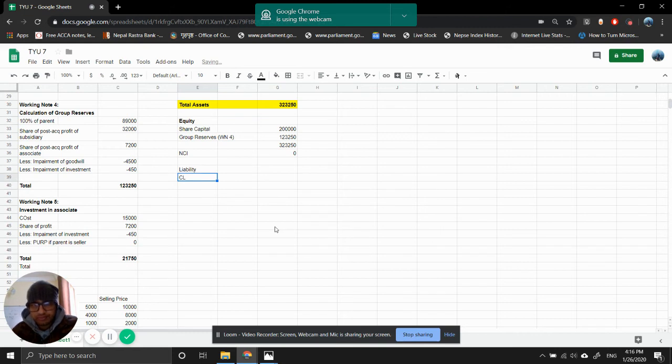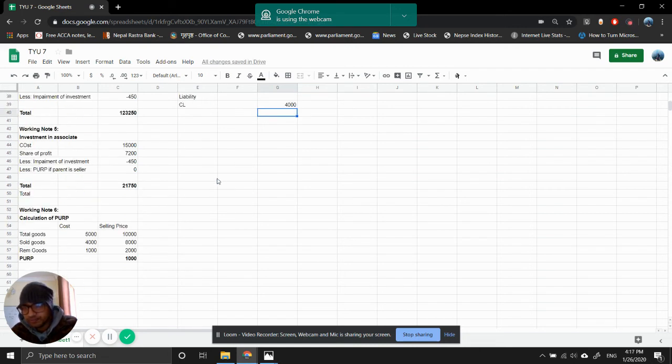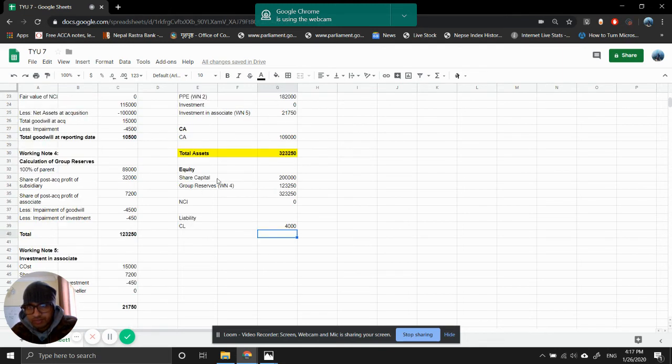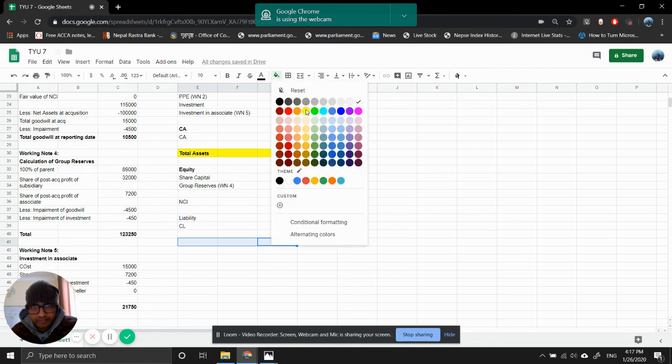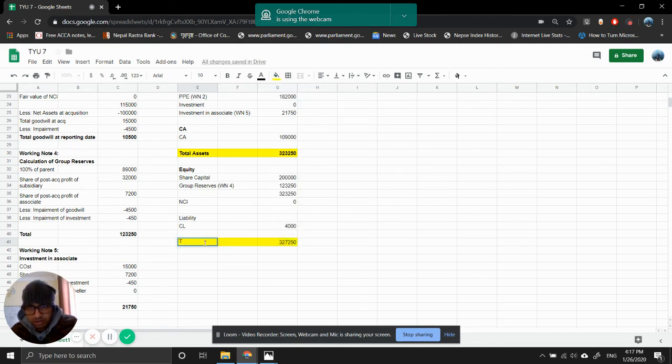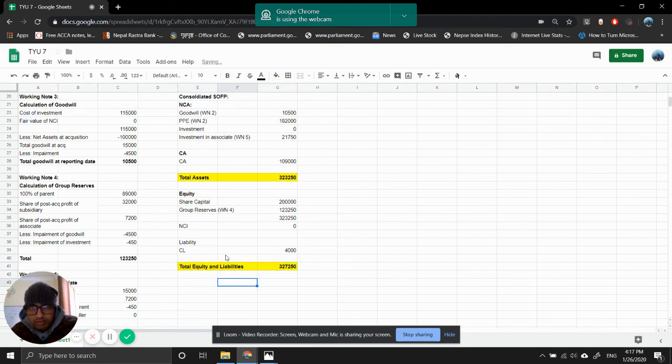Current liabilities, 2000, 2000. So is there anything else that I'm missing out? I think I'm missing something. I just get the feeling that I'm missing something because my balance does not match. So total assets and liabilities, right? So what am I missing? What am I missing?